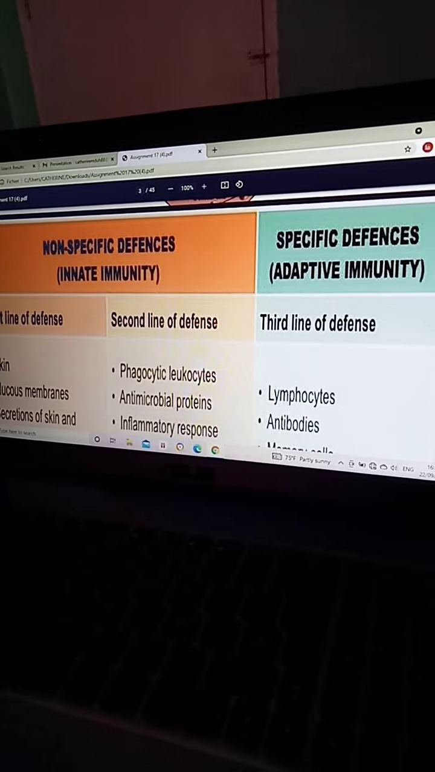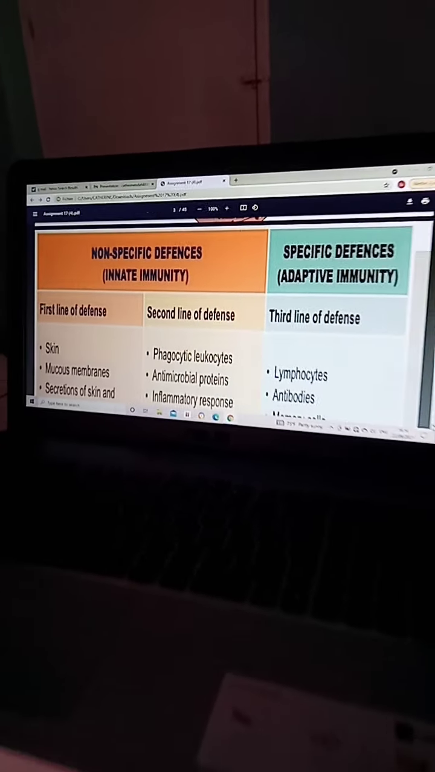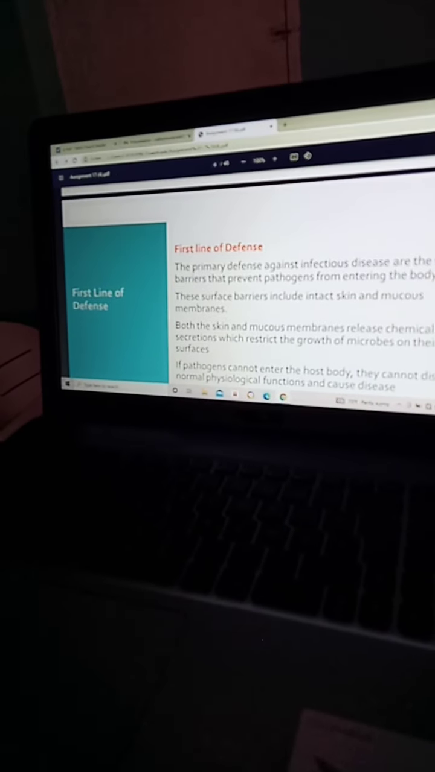This is a table presentation of the non-specific defense and the specific defense. Under the first line of defense, both the skin and the mucous membrane release chemical secretions which restrict the growth of microbes on their surface. If pathogens cannot enter the host body, they cannot disrupt normal physiological functions and cause diseases.